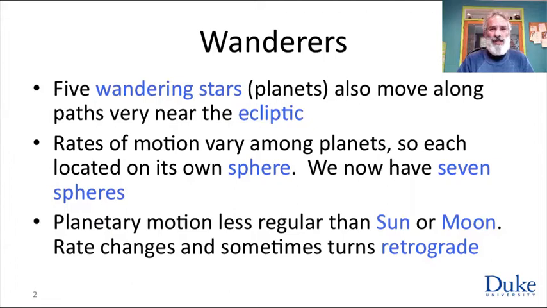Their motion is not completely regular. Remember, even the sun doesn't completely move uniformly around the ecliptic, but the deviations for the planets are far more serious, and in fact will end up telling us something deep. So let's look closely at some of these deviations from regular motion that we see with planets but do not see with the sun and the moon.